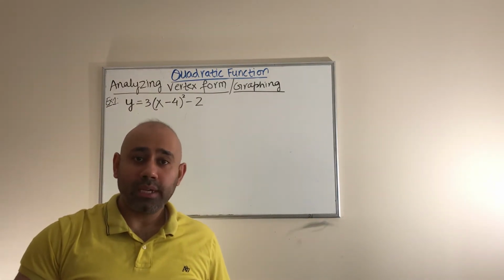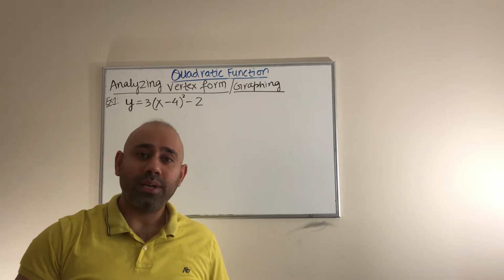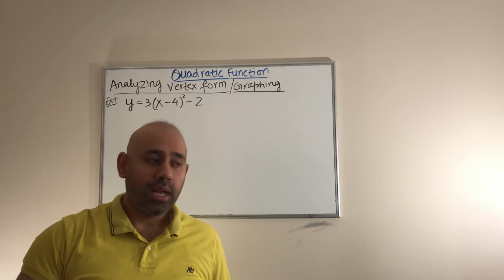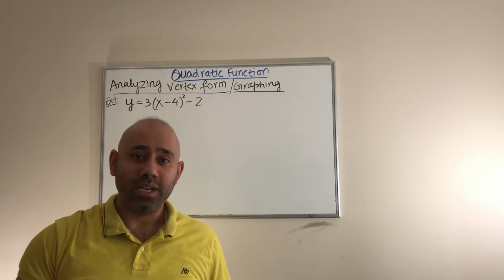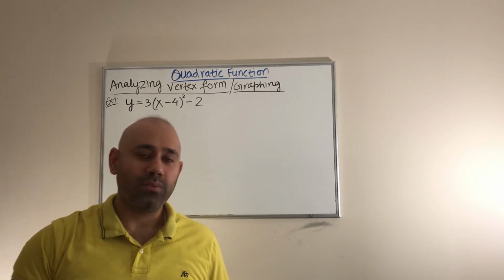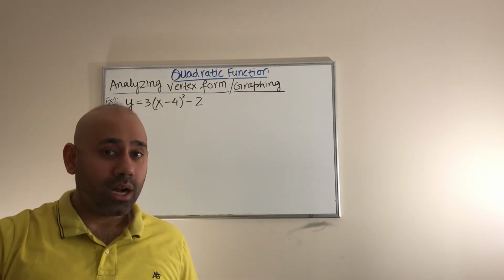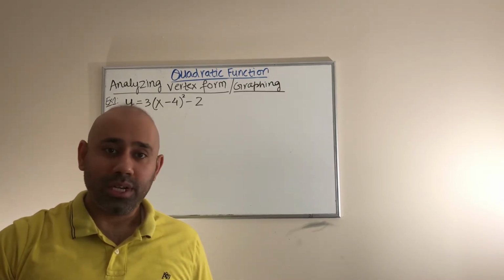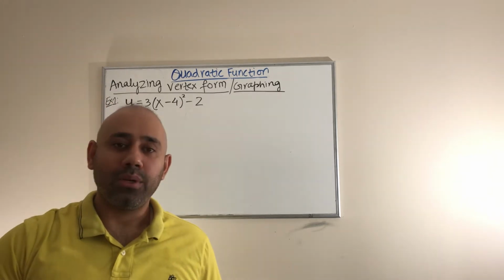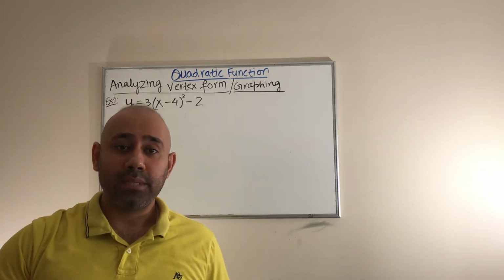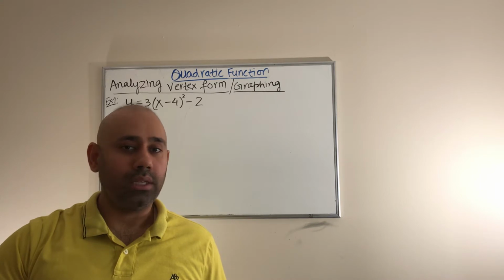So this is going to be a three-part video. The goal is to finally graph a quadratic function, and what we want to start with is to analyze the vertex form. When I say analyze the vertex form, I essentially mean we want to identify the vertex, the coordinates of the vertex. We also want to identify the axis of symmetry, and we also will try to find the maximum or minimum depending on the nature of the graph.